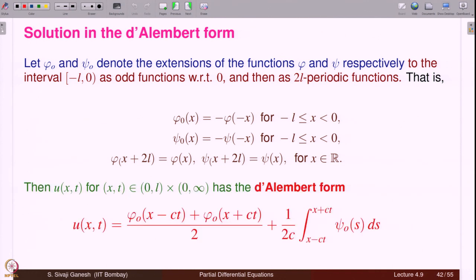Then u(x,t) has the D'Alembert form. This is exactly what we like, right? (phi_0(x - ct) + phi_0(x + ct))/2 + 1/(2c) times the integral from x - ct to x + ct of psi_0(s) ds. This is exactly how the D'Alembert formula looks for the Cauchy problem in 1D, but now in terms of phi_0 and psi_0, not phi and psi. That is the only change.